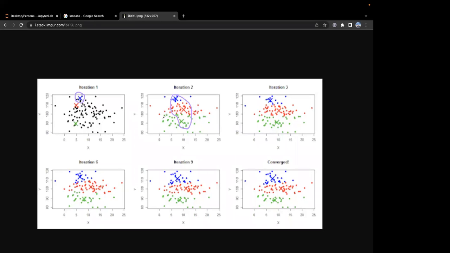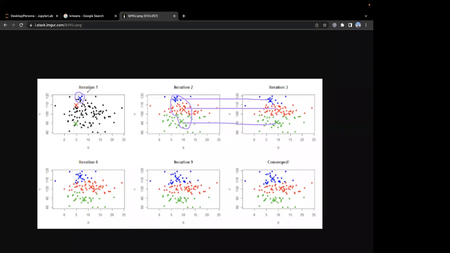And after I find out all the points that are closest to green, I am going to readjust the green point. I'm going to readjust the green point. When I do it multiple times over and over, in the end, I will reach a position where I no longer have to shift the centers.